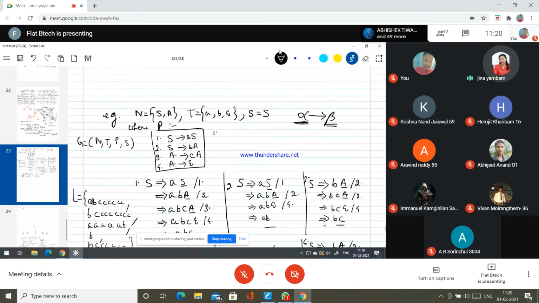Now let me generalize this production 1. On the left-hand side of this arrow is a non-terminal, which can be replaceable by terminal. A is nothing but terminal. So terminal followed by non-terminal. What about number 2? Non-terminal replaceable by terminal followed by non-terminal. Number 3, non-terminal replaceable by terminal followed by non-terminal. Number 4, non-terminal replaceable by epsilon.